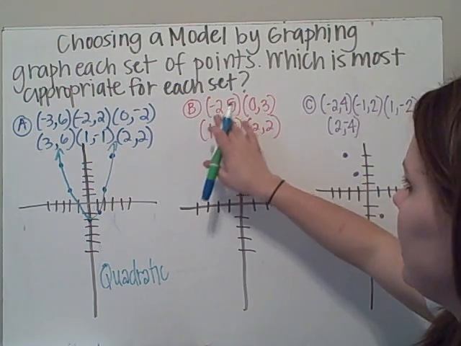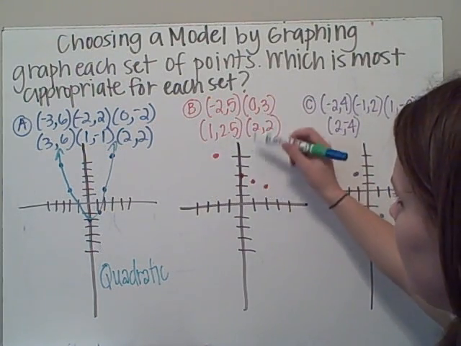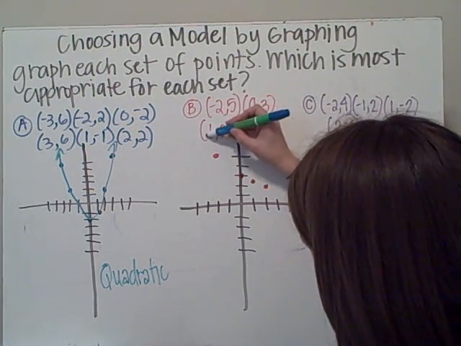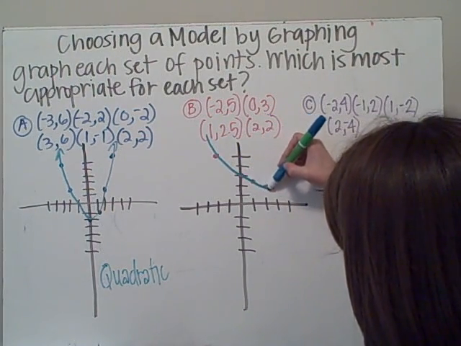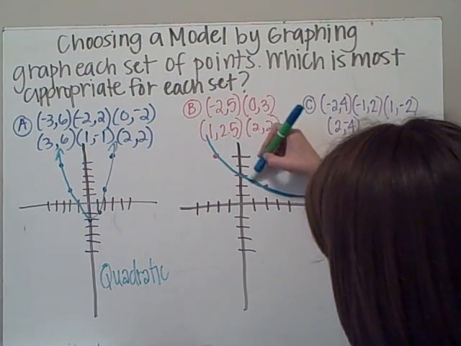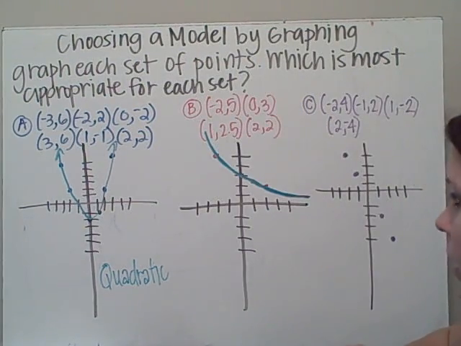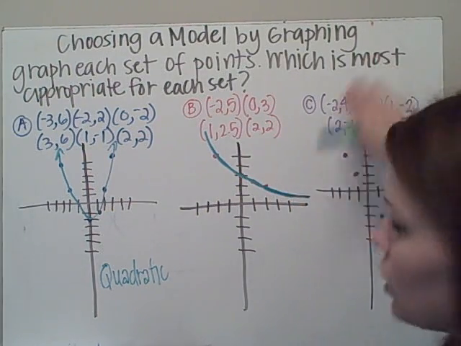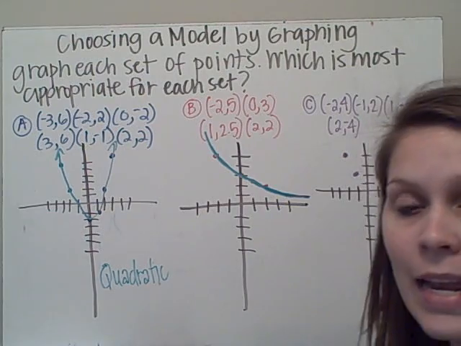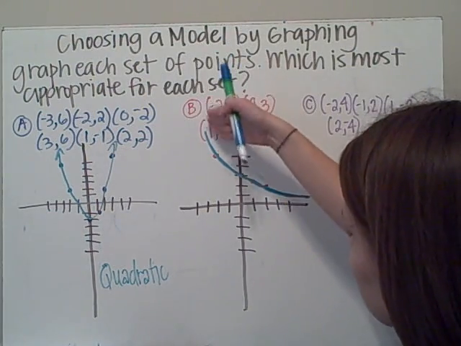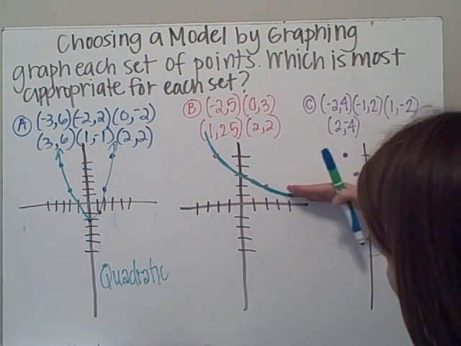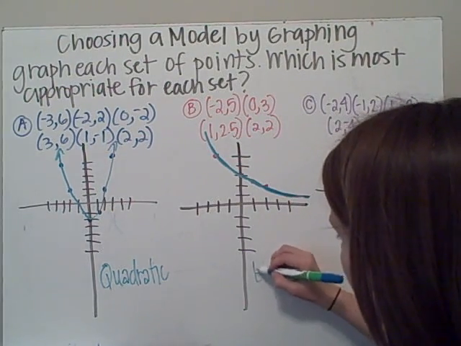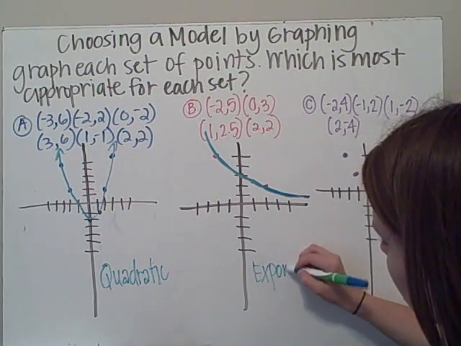Now B, we have (-2, 5), (0, 3), (1, 2.5), and (2, 2). If you notice here, this goes in this direction. Well, this is not a straight line. It is not going to go back up. None of these points suggest that it's going to curve back like a quadratic. This actually goes up and then slowly comes down to get closer to the x-axis. So this would represent an exponential function.